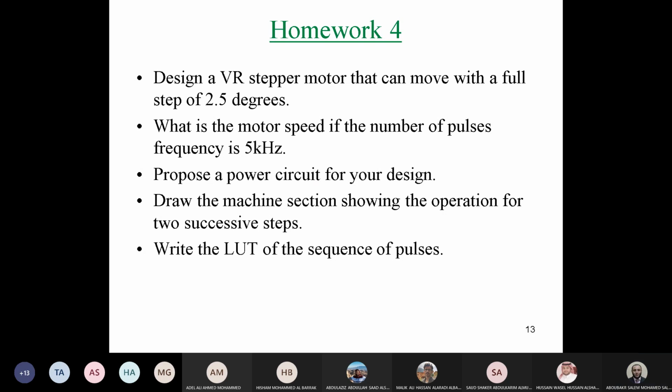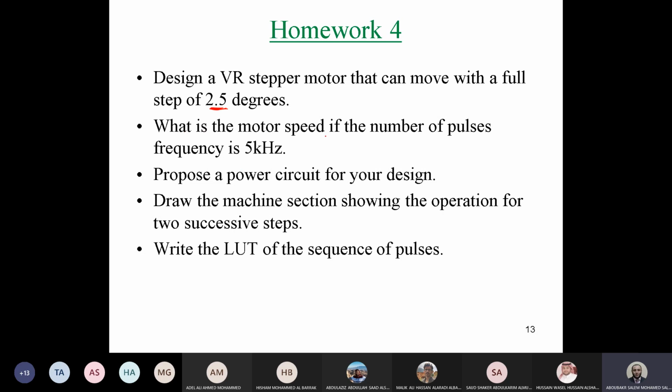Now, guys, this is needed as homework. Design a variable reluctance stepper motor that can move with a full step of 2.5 degrees. So I need all of you to start thinking what will be the number of stator and rotor teeth that will provide 2.5 degrees. After that, you should answer the following question.